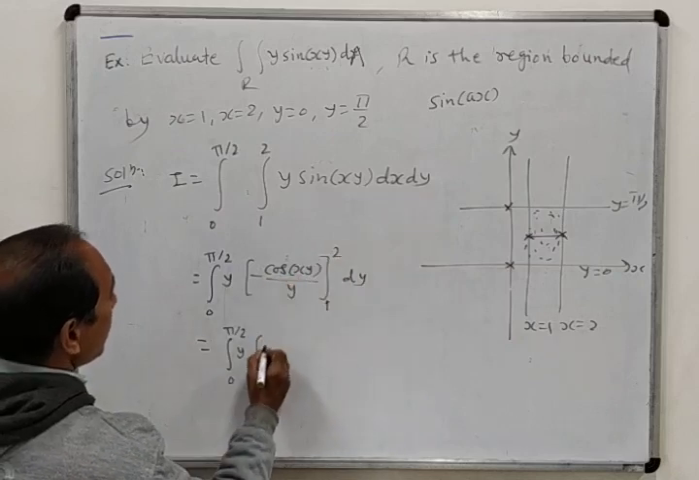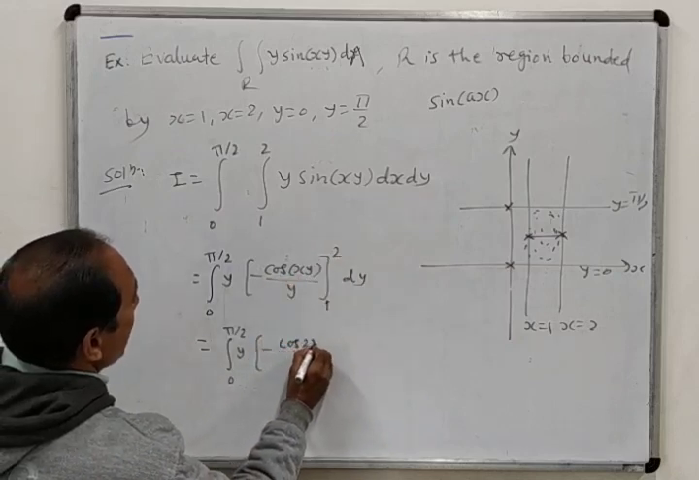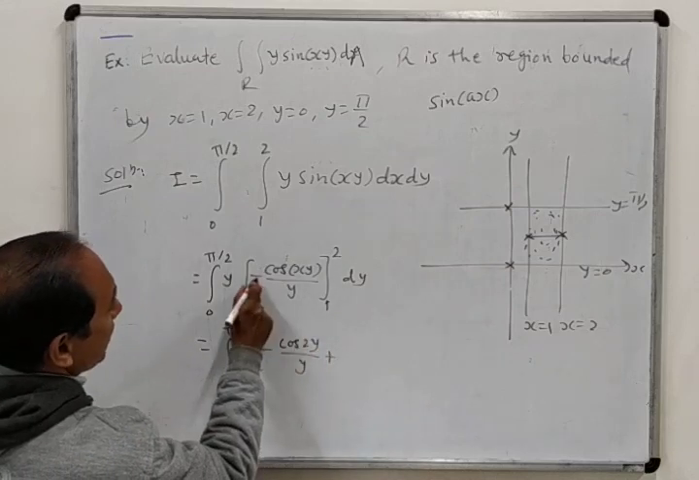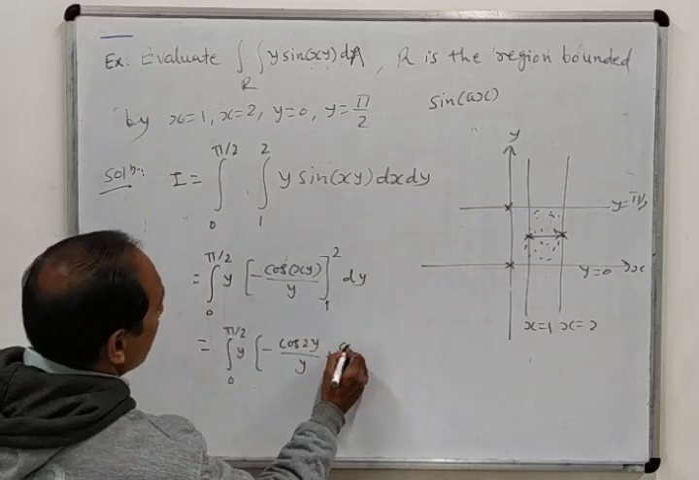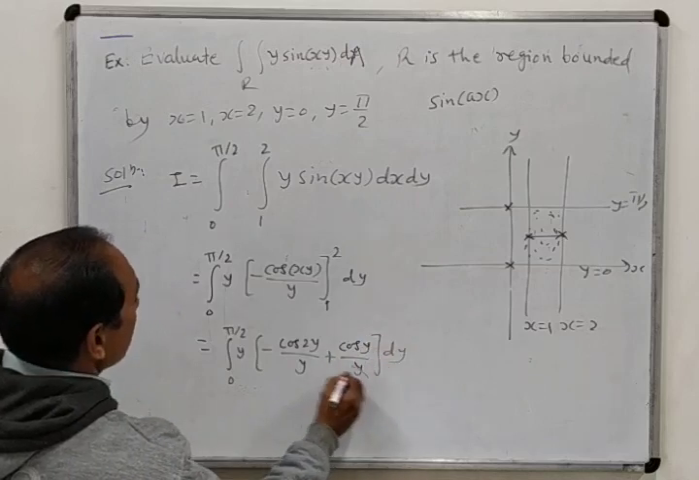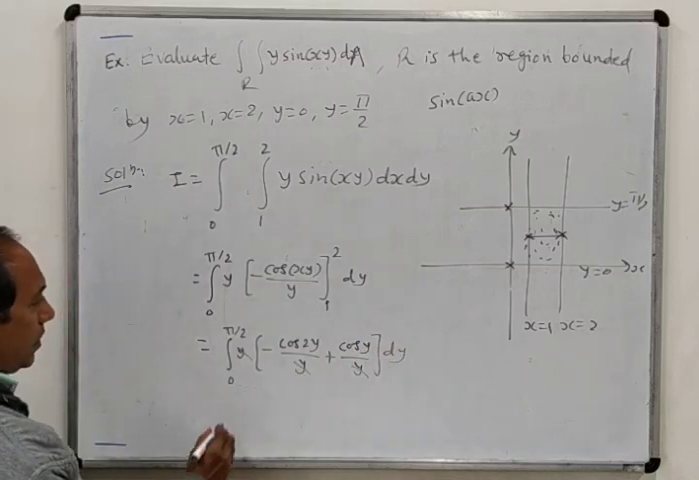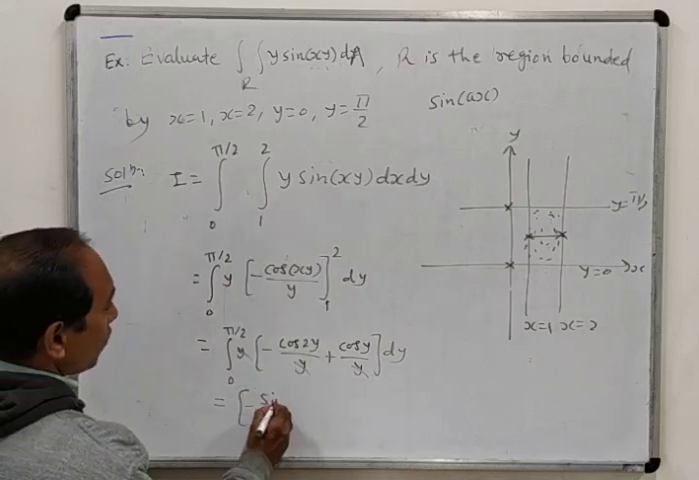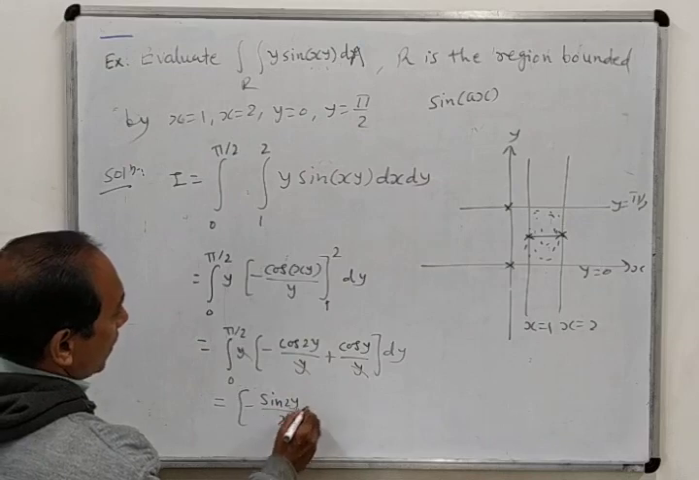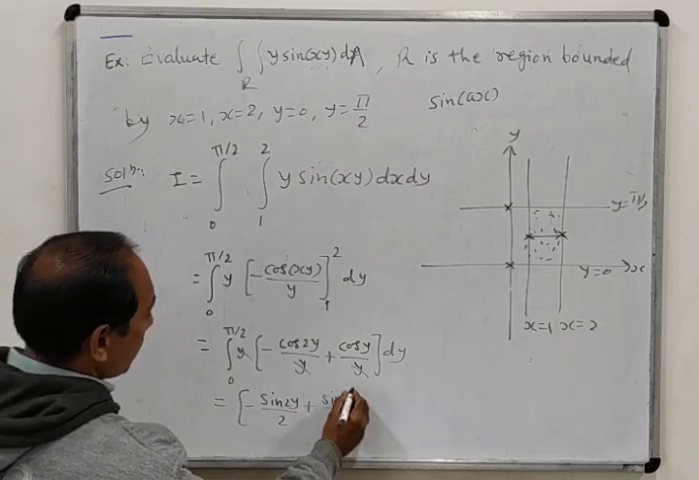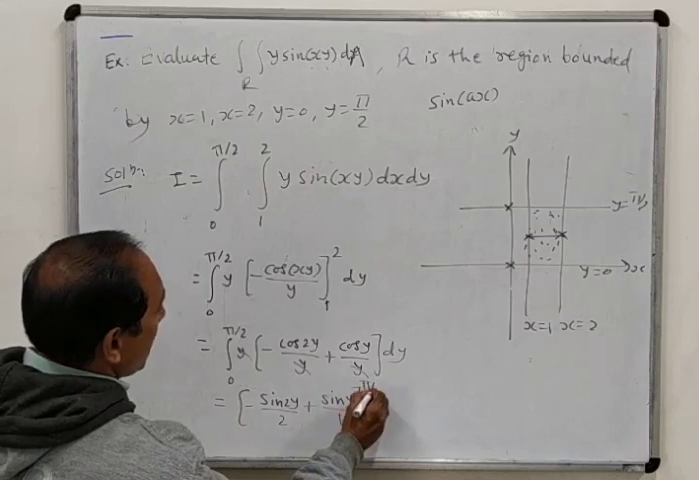So x = 2, so minus cos 2y upon y. And if you put 1 here, then it will become plus, as the minus sign will come, so cos y upon y dy. So this y and y will be cancelled. So now the integration of minus cos 2y is sin 2y upon 2, and the integration of cos y is sin y upon 1, because the coefficient of y is 1, from 0 to π/2.